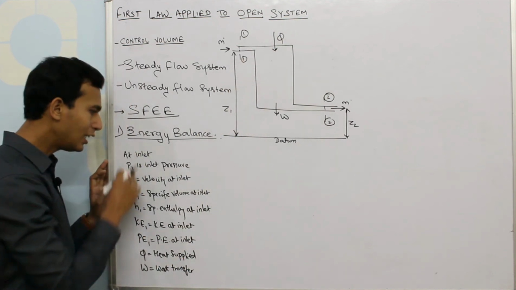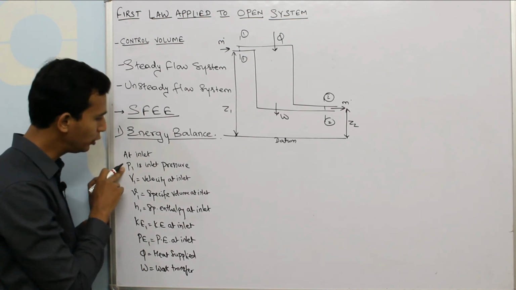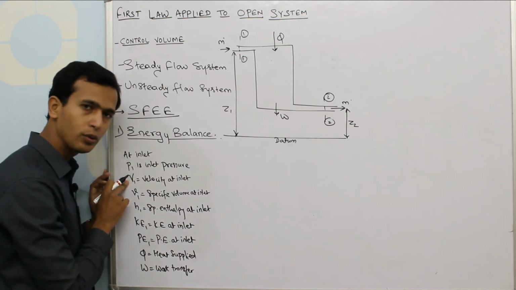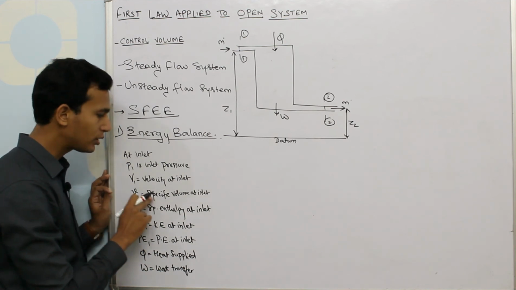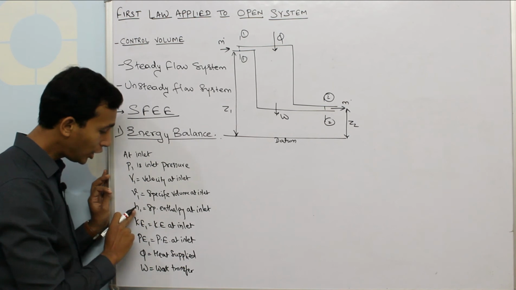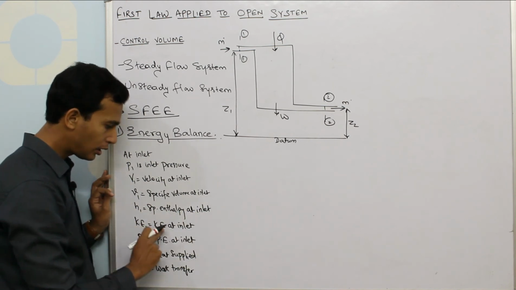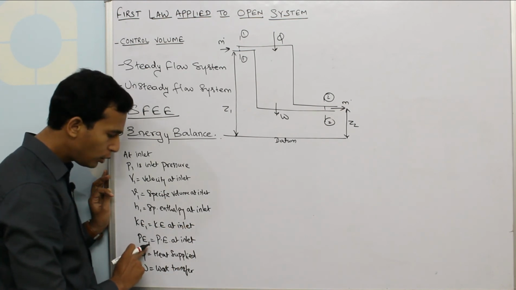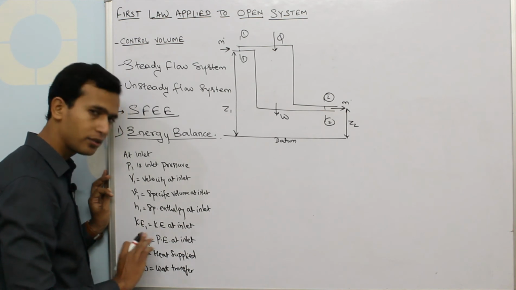So these are the inlet parameters. Similarly, there will be P2 as the output pressure, capital V2 as the output velocity, small v2 that is the specific volume at outlet, then H2 will be the specific enthalpy at outlet, kinetic energy KE2 at outlet, PE2 that is potential energy at outlet. Q and W do not change.